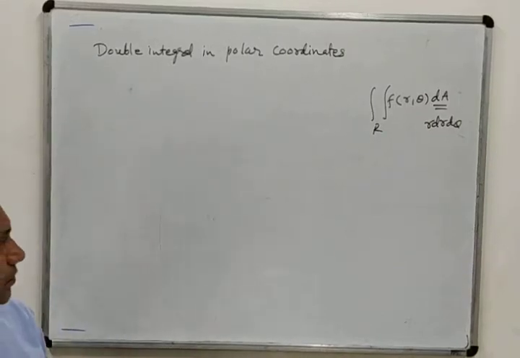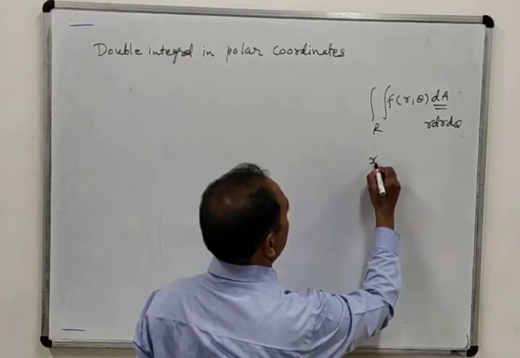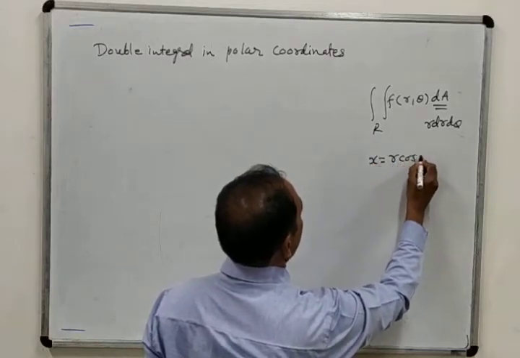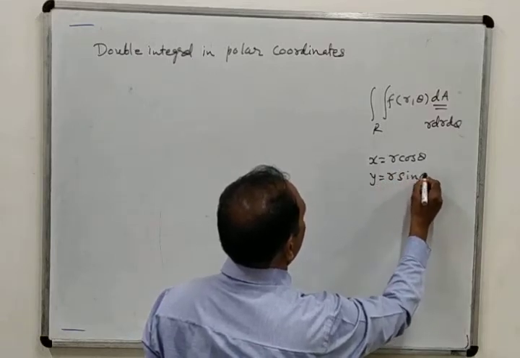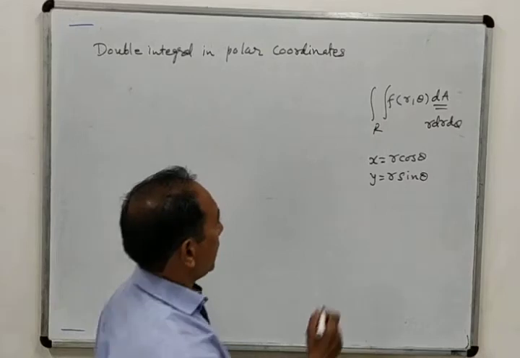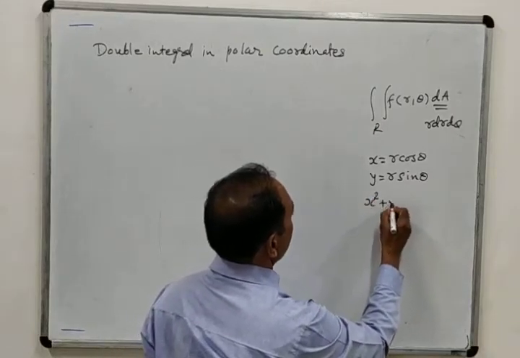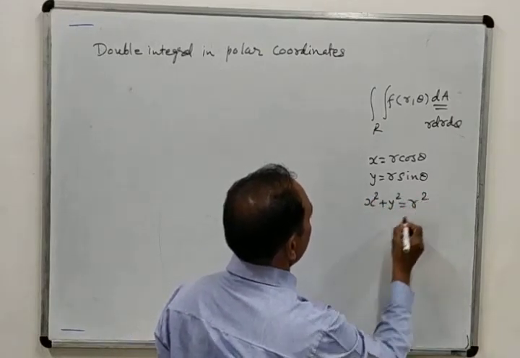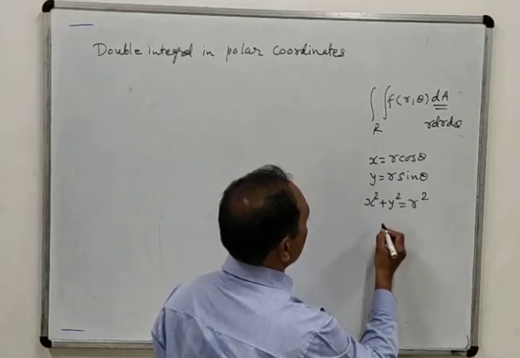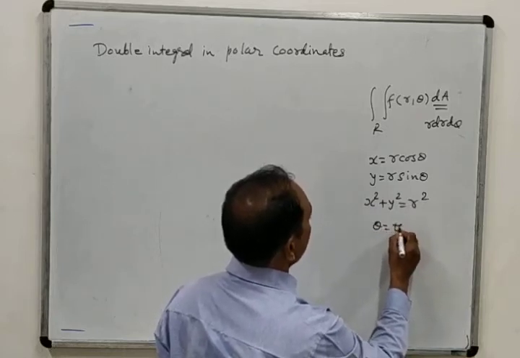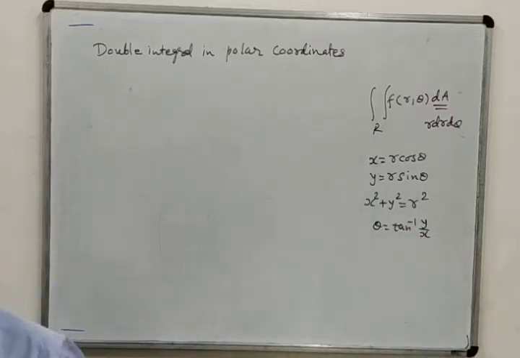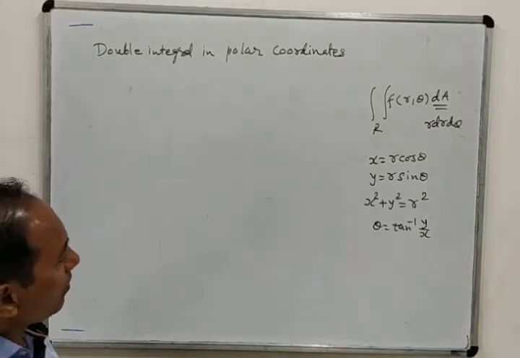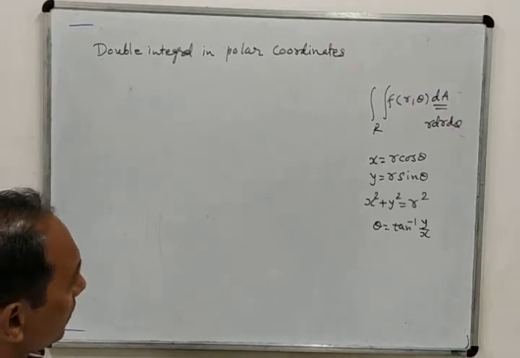Also, in the last lecture we have seen that the relation between Cartesian coordinates and polar coordinates was x equal to r cos theta and y equal to r sin theta. By using this fact we have seen that x square plus y square equal to r square, and theta equal to tan inverse y upon x. So this kind of situation we have seen, and also examples based on polar coordinates.